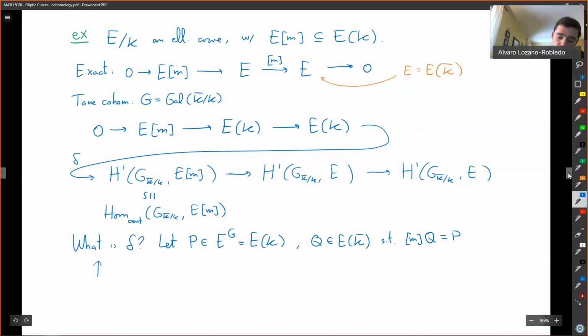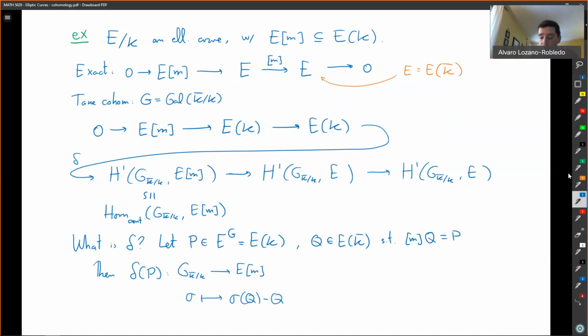And then delta of P is the cocycle that goes from the absolute Galois group to E[M], which is given by sigma maps to sigma Q minus Q. And now this should be familiar because that is the definition of the Kummer pairing that we defined at some point. When we defined the Kummer pairing, we were proving the properties of the Kummer pairing. We saw that it looked, I said, like, if you see this, it looks like cohomology, and that is why. So delta P is the map that you get through the Kummer pairing with P evaluated at sigma, is the Kummer pairing.